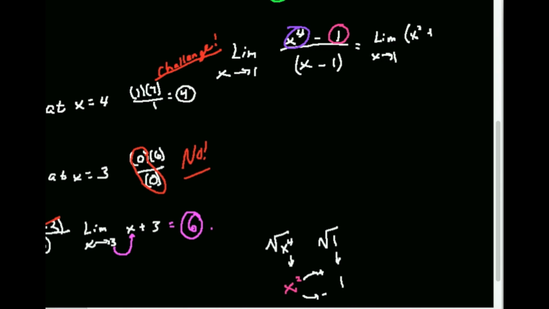I'm going to have x squared plus 1 times x squared minus 1 divided by x minus 1. All right. So sometimes you can have not a squared here. If I had an x to the 8th, then the square root of x to the 8th is actually x to the 4th. Okay. But I wouldn't suggest that you'd see a lot of that on exams.